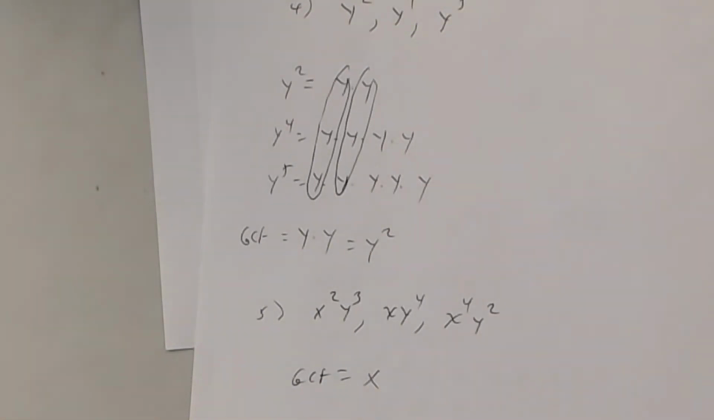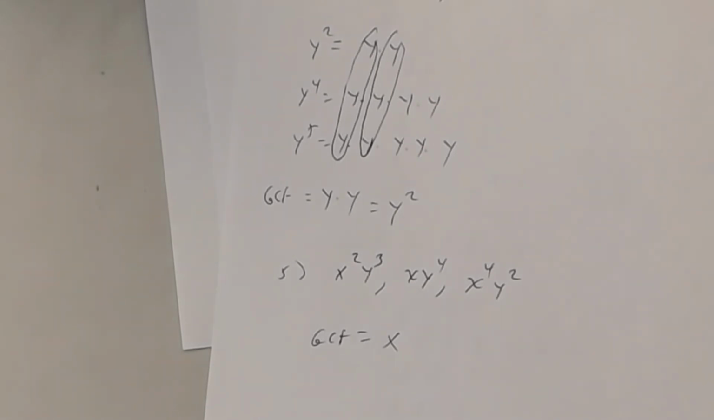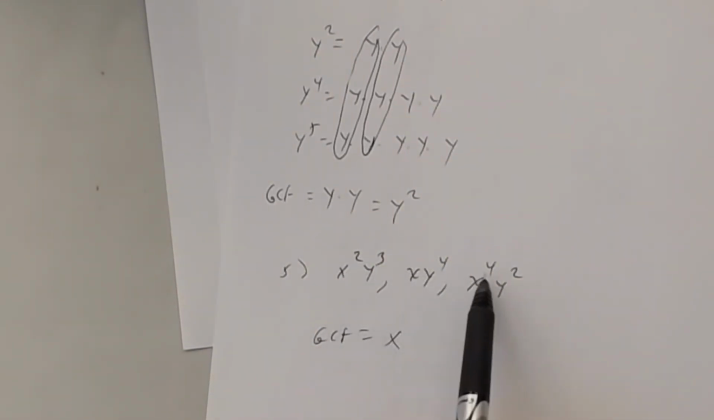Okay, someone else said one. So I had two ones and one three. Obviously, the three is not correct. Anybody else? Two. All right, well, let's think about this. We use the one with the smallest exponent. What's this exponent right here? Two. What's this exponent right here? One. What's this exponent here? Four. What's the smallest? One.